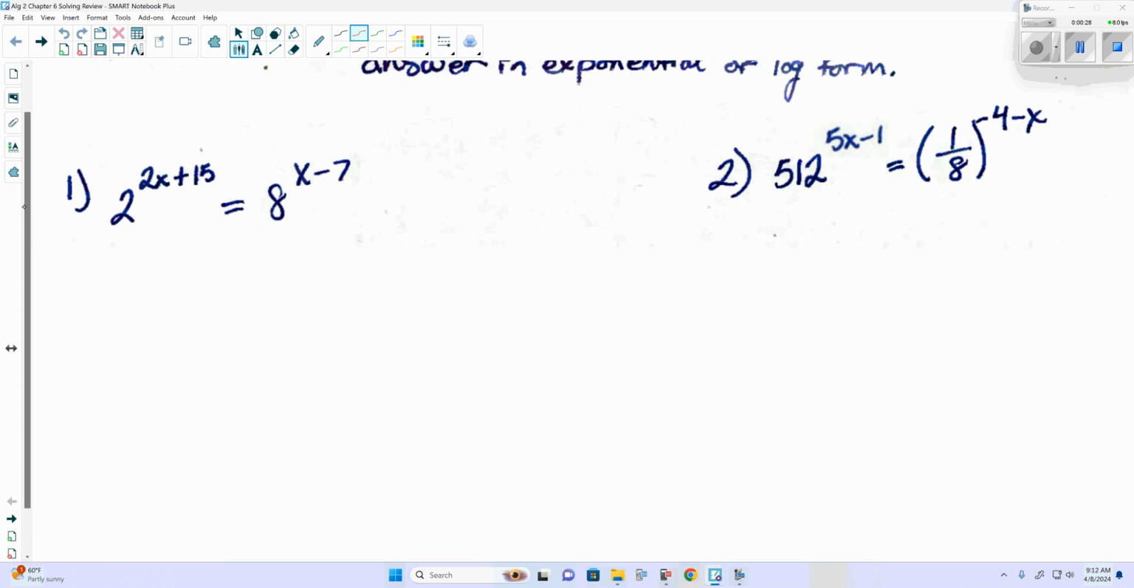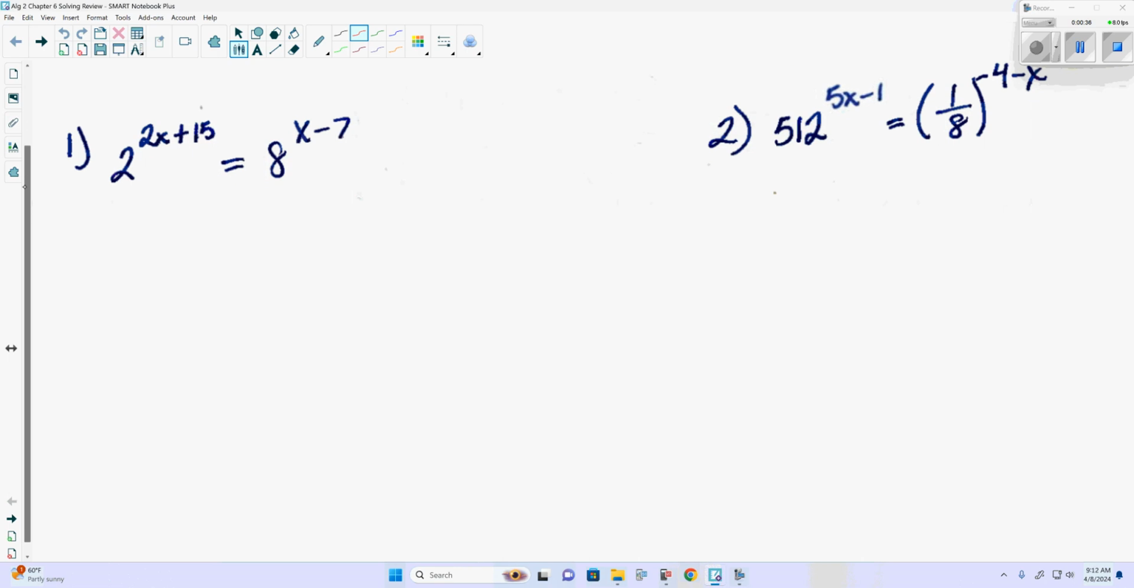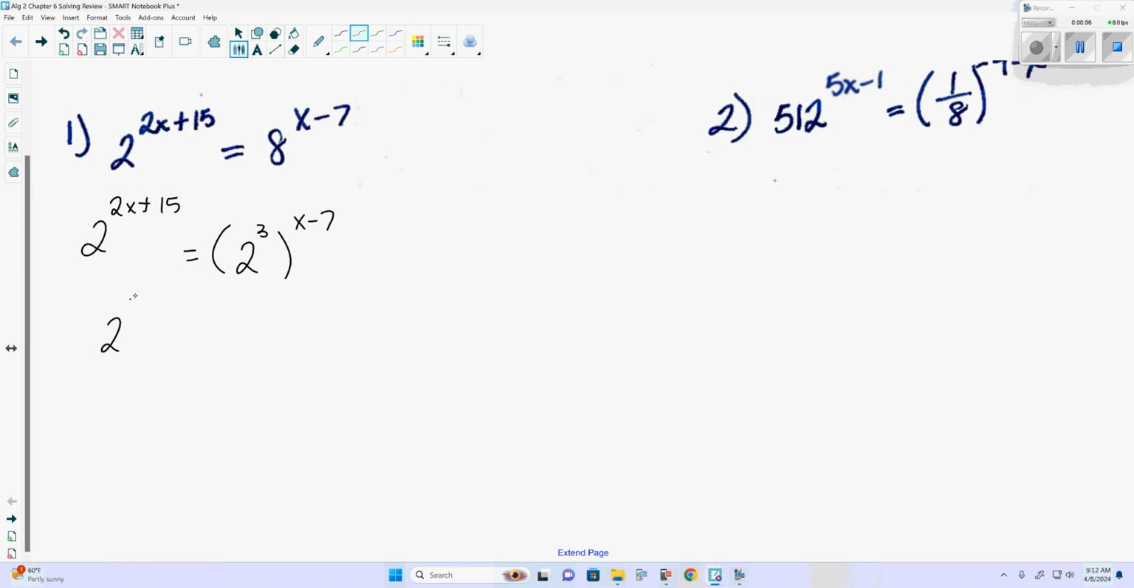So these first two, 2 to the 2x plus 15 is equal to 8 to the x minus 7. With problems like these two, we want to get the bases to be the same. Now, since the one side is the base of 2, we would like to rewrite 8 as 2 to a power. It'd be 2 to the third. Now, our powers of powers multiply, so 3 times x would be 3x. 3 times negative 7 would be negative 21.